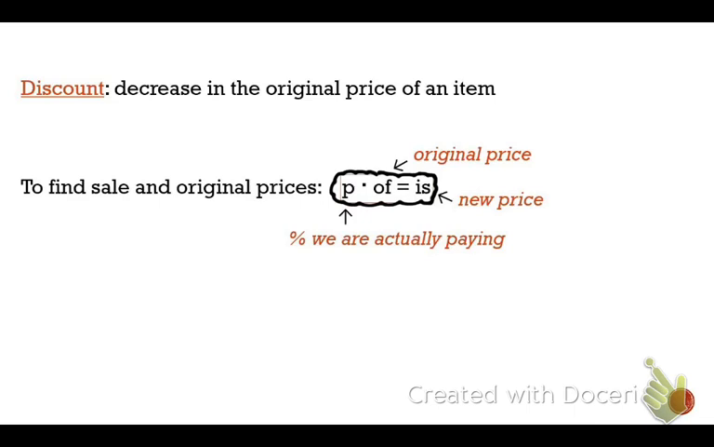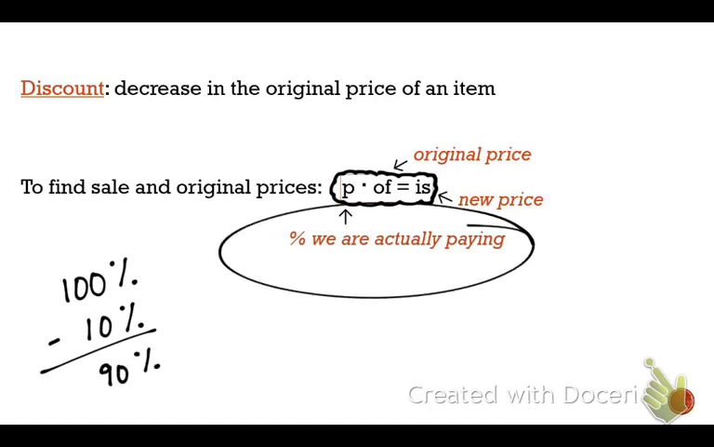The percent we're actually paying. So let's just imagine this. Let's imagine you go into a store and something's normally 100%. But they look at you and they say, today you don't have to pay 100%. I am going to give you 10% off. What percentage are you actually paying? 90%. You're right, because you would just be subtracting that right there. So this right here is going to be the percent you actually have to pay.